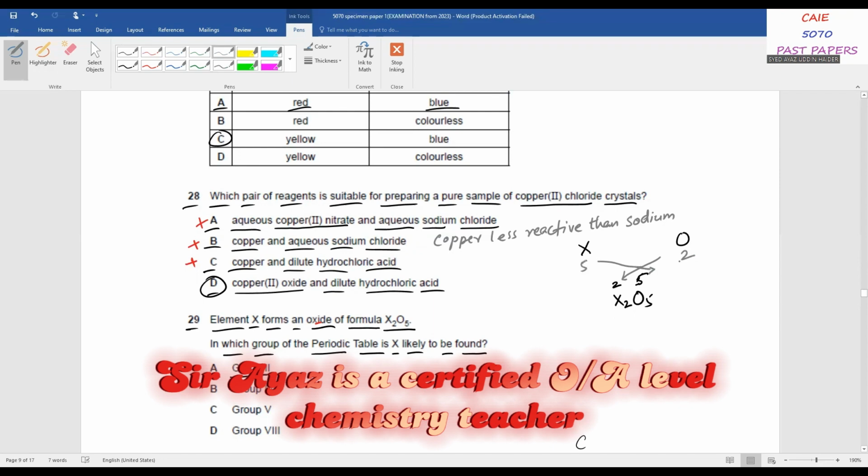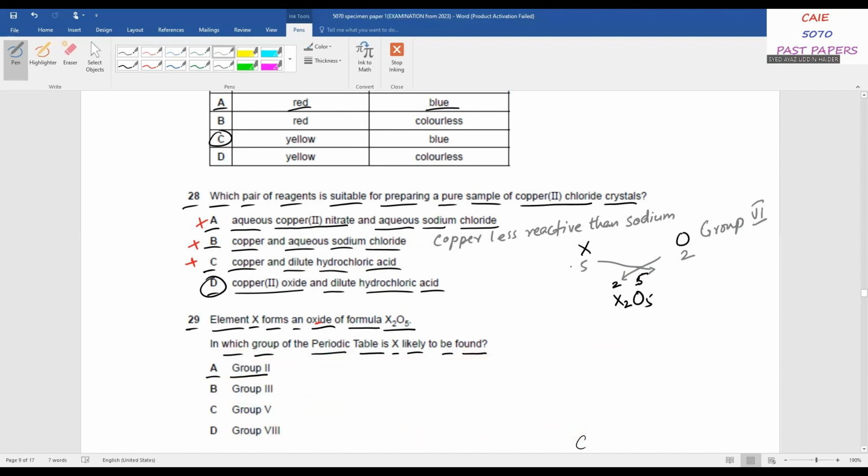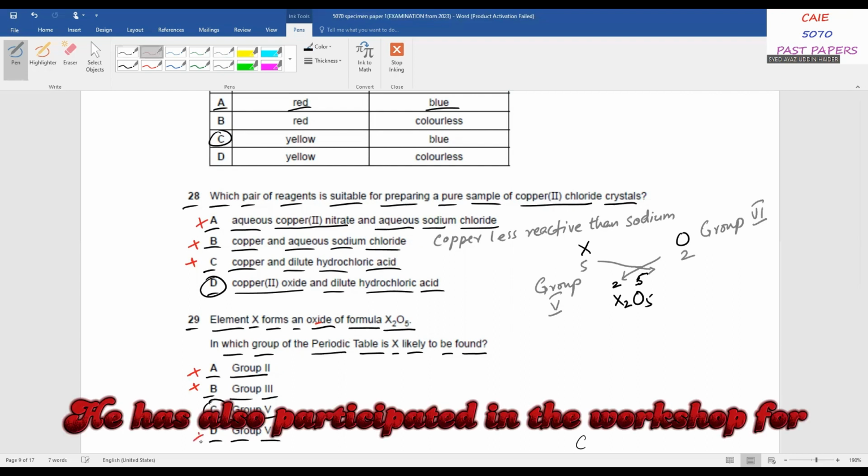So oxygen, we know, belongs to group 6. Looking at the number for X, it definitely belongs to group 5. B, group 3. Both of these statements are wrong because both of these groups contain metals. We don't have a metal here. Statement C, group 5. This is the only right answer. D, group 8. Group 8 does not react.